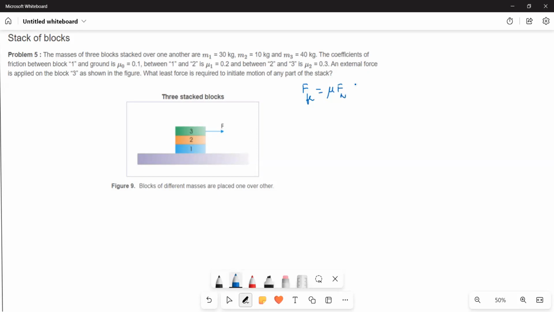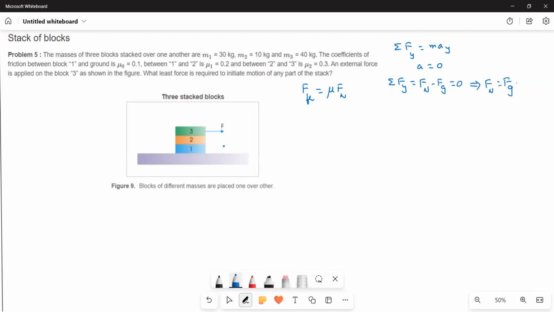Okay, so what is Fn? From the y direction force, we can find Fy = may, and the object is in static equilibrium, therefore a = 0. Therefore, sigma Fy = Fn minus Fg = 0, which implies Fn = Fg. This is applicable for all 3.